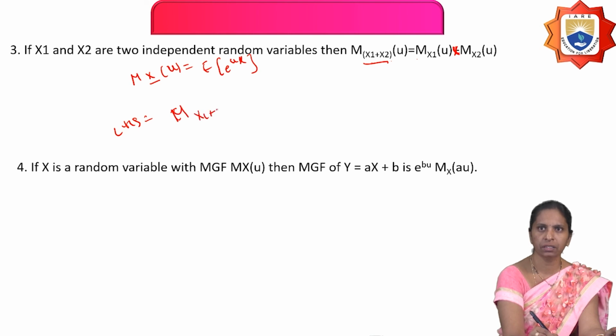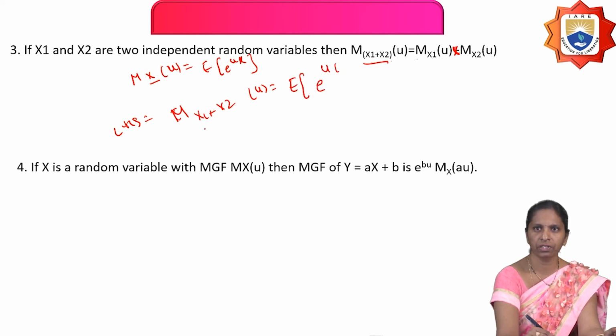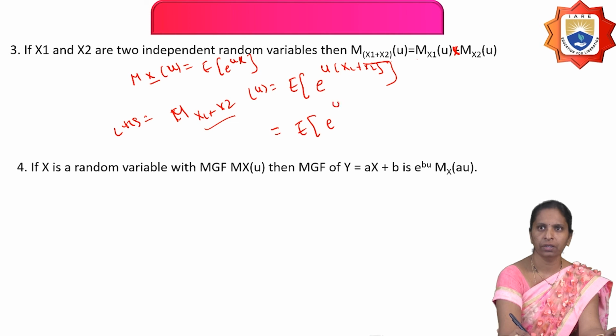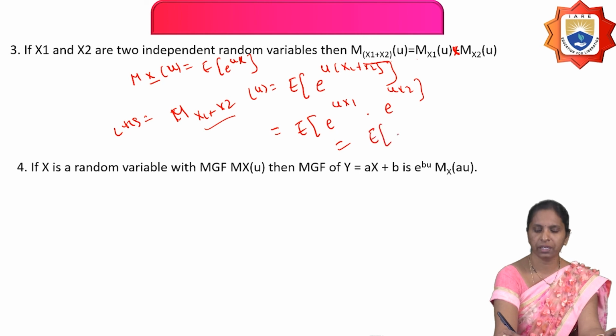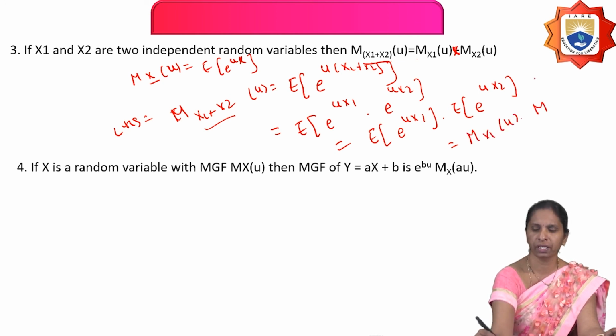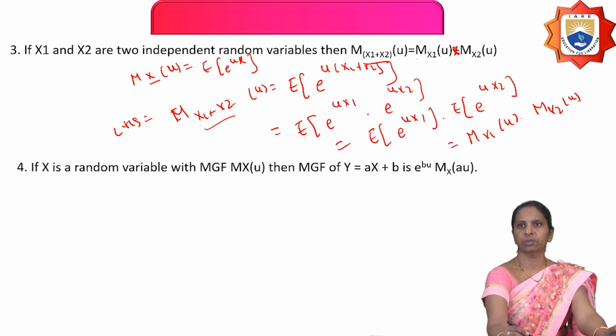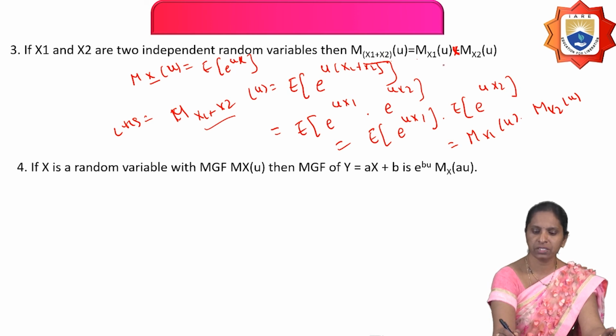Then what can I write down here? M_(x1+x2)(u) is equal to the expectation of e^(u(x1 + x2)), which equals the expectation of e^(u x1) into e^(u x2). What is the condition given? That they are independent random variables. Since they are independent, I can write this as the expectation of e^(u x1) into the expectation of e^(u x2). In place of x, you have now x1, so this is M_x1(u), and in place of x you have x2, so M_x2(u). Therefore, the moment generating function of the sum of two independent random variables is equal to the product of the moment generating functions of the individual random variables.